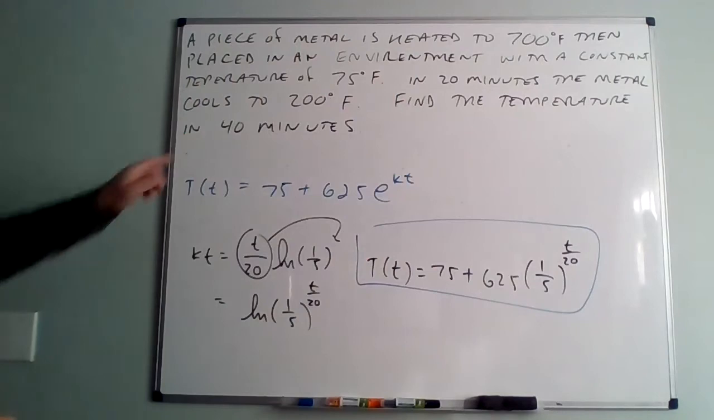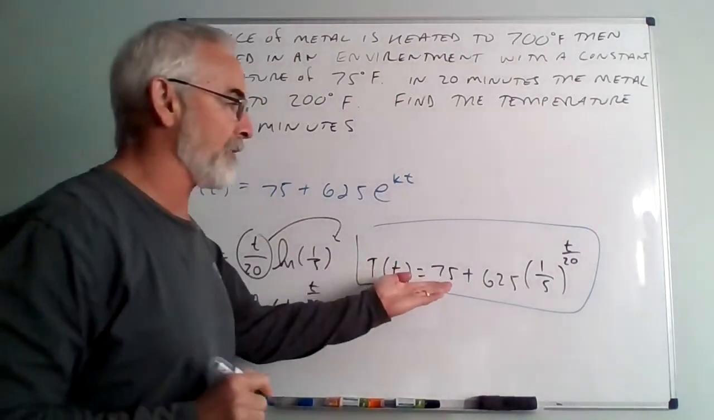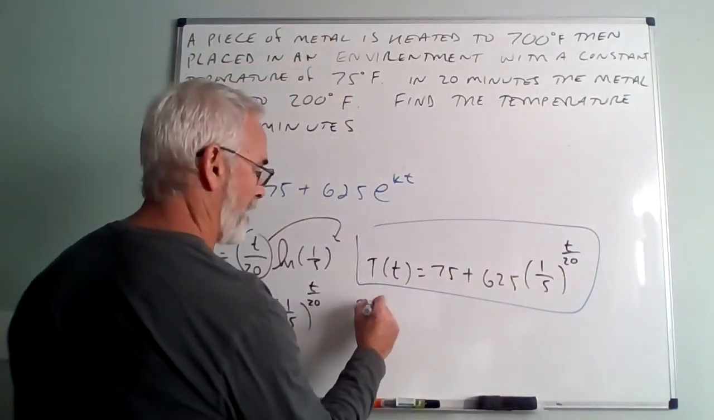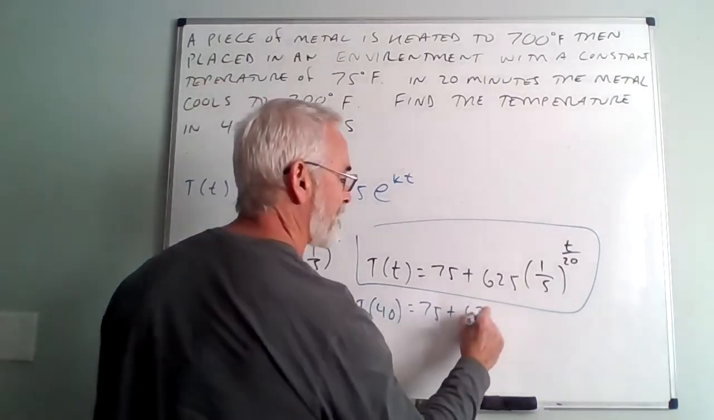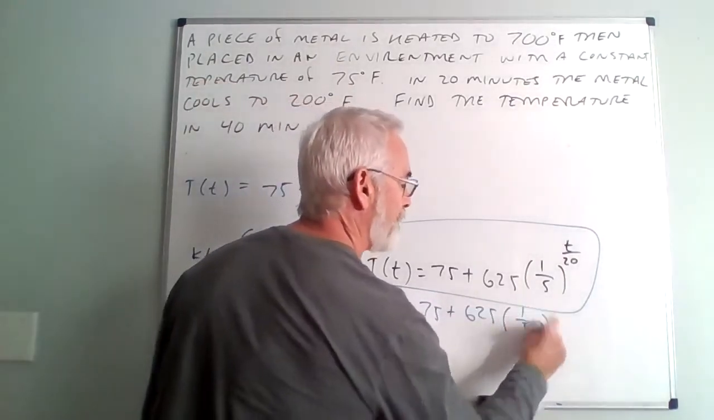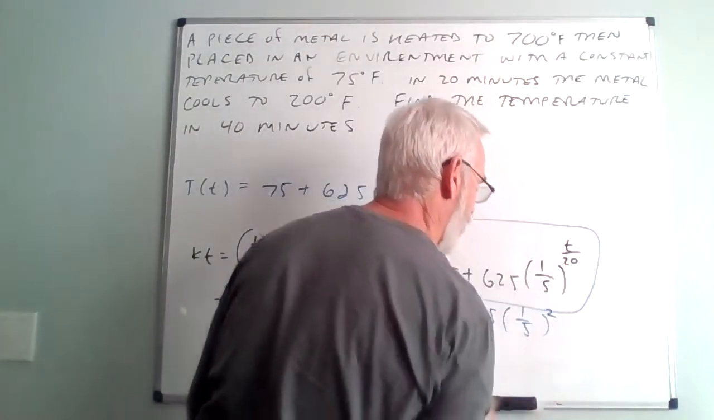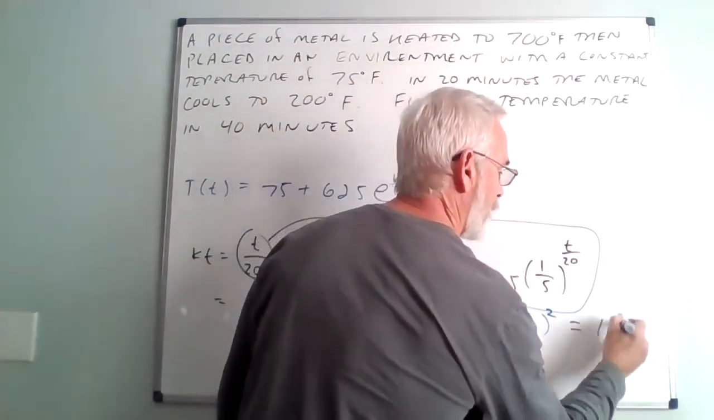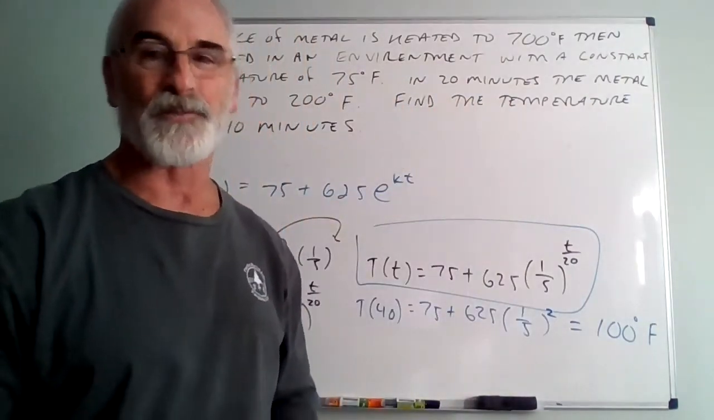Okay, before I can ask you for 40 minutes, 50 minutes, 5 minutes, I need a general form now where the only unknown is time. So the final piece of the puzzle, T of 40 is 75 plus 625 times (1/5) to the 40 over 20, which is just (1/5) squared. And if I run that through my calculator, that comes out to exactly 100 degrees Fahrenheit, which is beautiful.